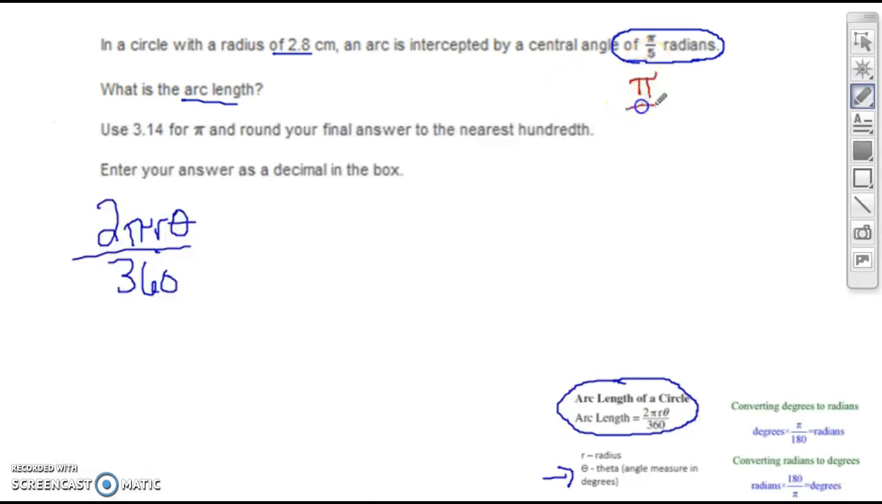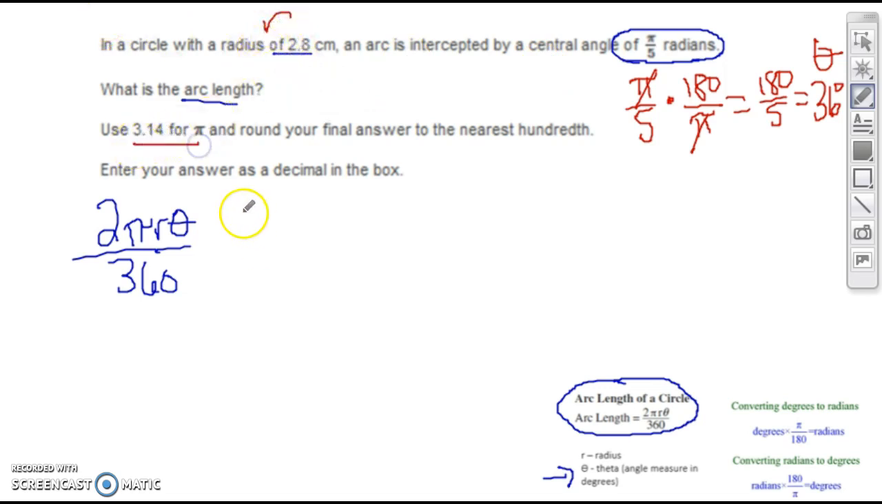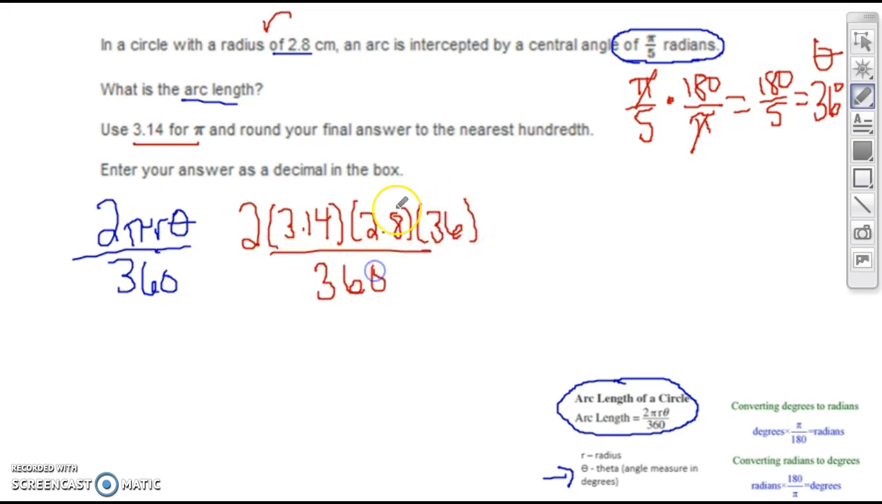I'm going to take my pi over 5. I want pi to cancel, so I need to put pi on bottom and 180 on top. Those will cancel, and I'll end up with 180 divided by 5, which is 36 degrees. So that's going to be my theta. This is going to be my radius, and I'm going to use 3.14 for pi. So let's plug it all in. Pi is 3.14, the radius is 2.8, and theta is 36, all over 360.